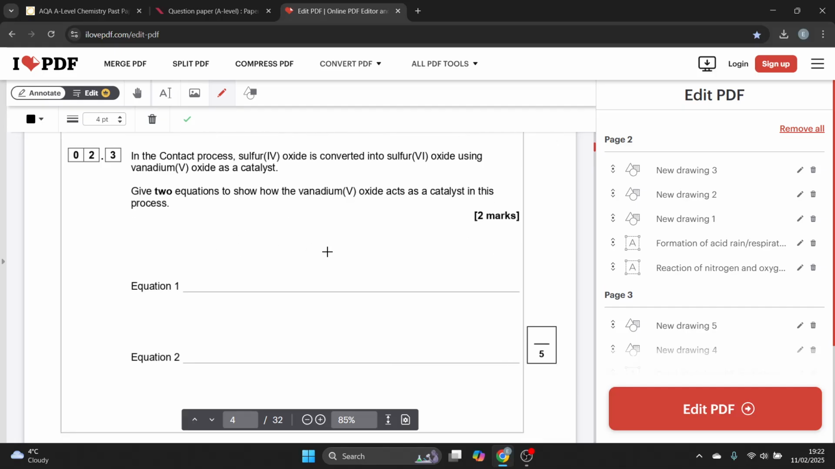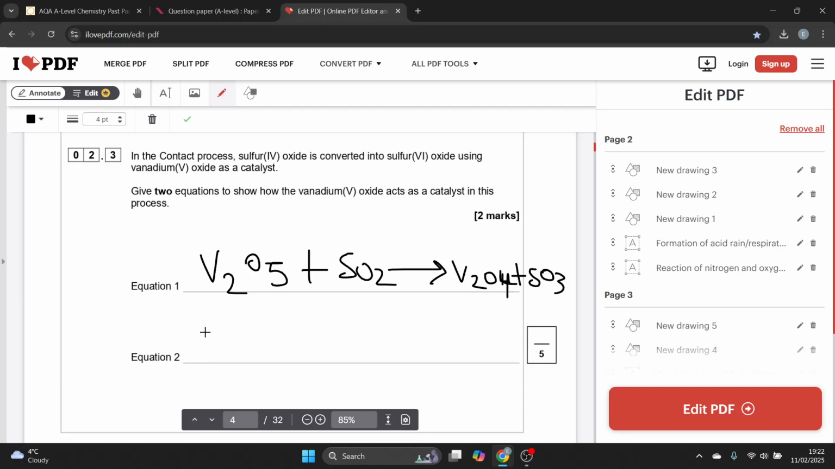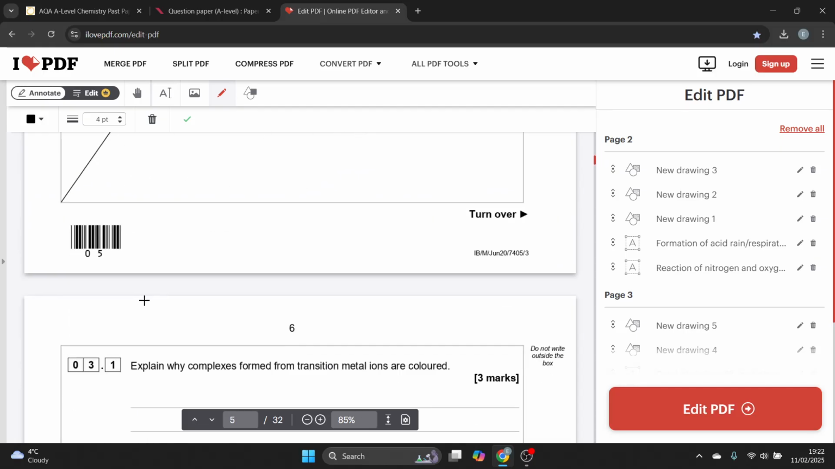Given two equations show how this acts as a catalyst. So it's going to be V2O5 plus SO2 to form V2O4 plus SO3, and then V2O4 plus a half O2 to form V2O5. And again, you have to memorize these two equations as well.